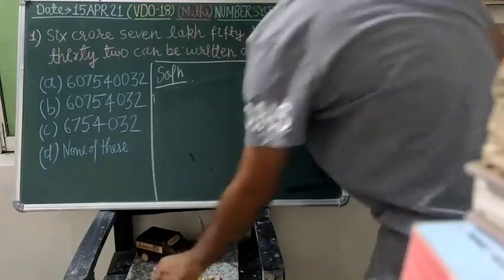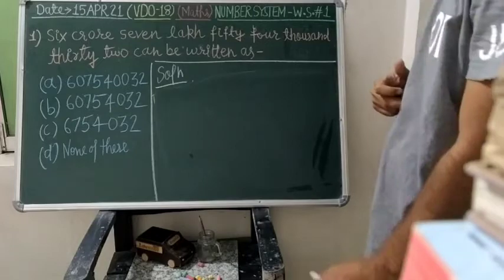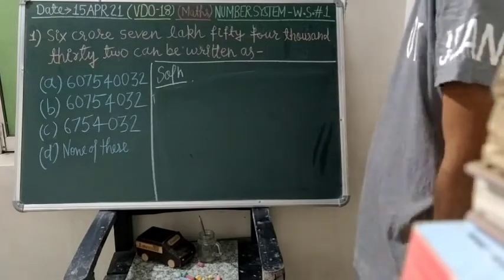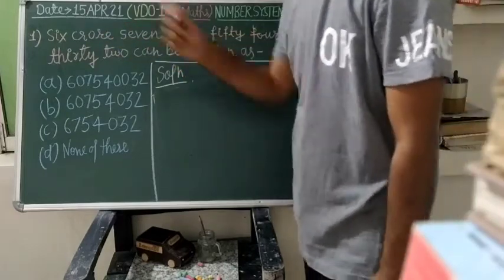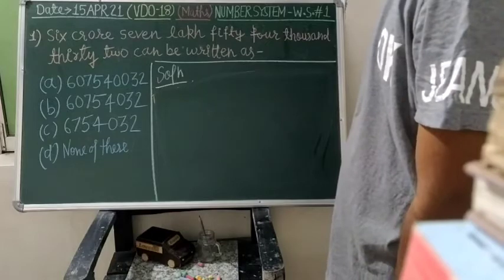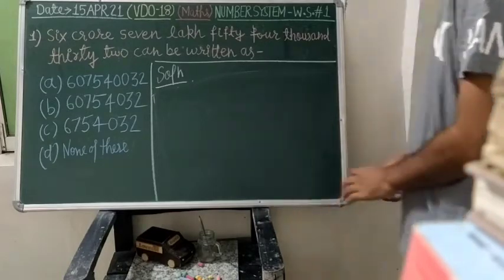Today we shall solve worksheet number one of the number system. There will be 3 to 4 worksheets, and the first question is that 6 crore 7 lakh 54,032 can be written as.